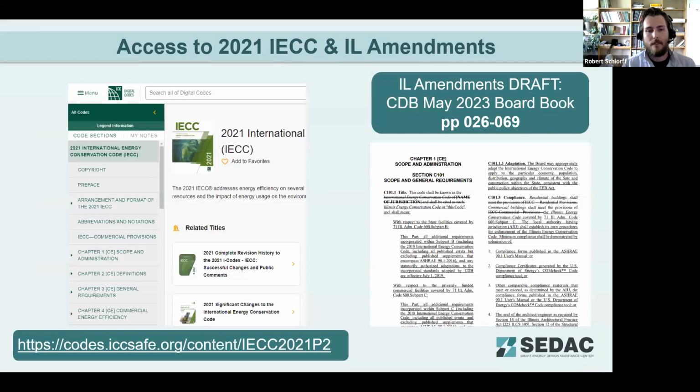How do we access the IECC? The website listed there, codes.iccsafe.org, is the website most of us in the office use to quickly access the IECC. The screenshots of code language within this presentation come from this website, so you'll be seeing the code language exactly as you would if you pulled up this website yourself. That's where you access the 2021 IECC. To access the Illinois amendments, at the moment, you need to look up the CDB board book from their May meeting and look at pages 26 through 69, where you will see the current list of amendments proposed for the 2021 Illinois Energy Conservation Code.